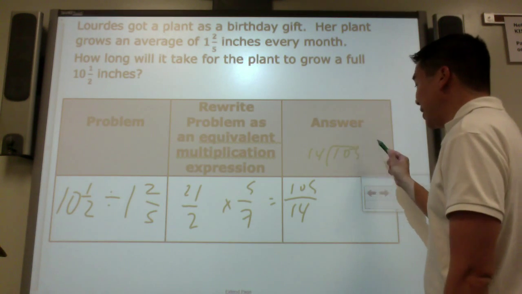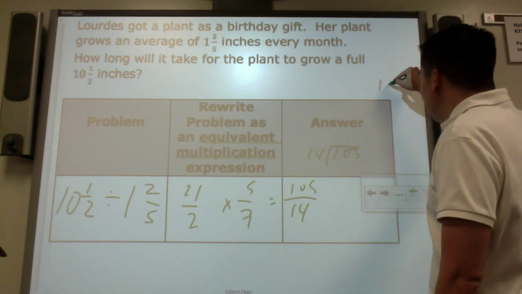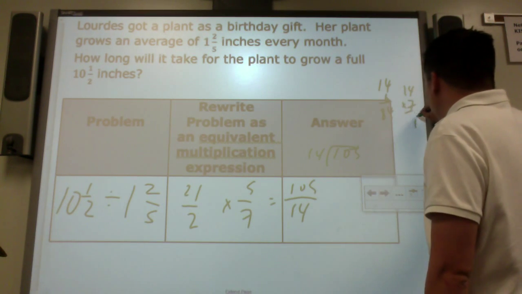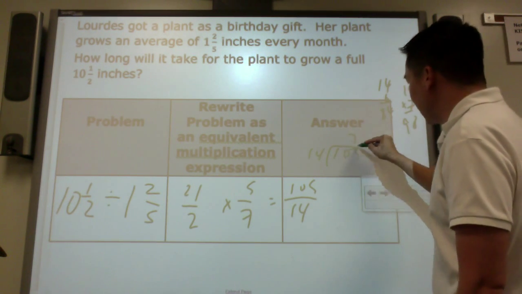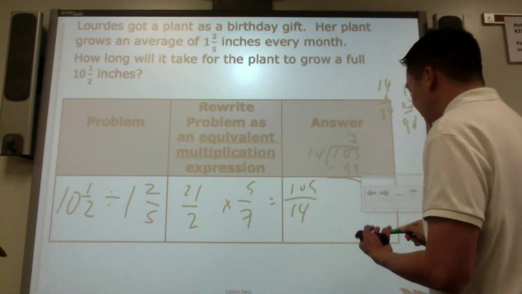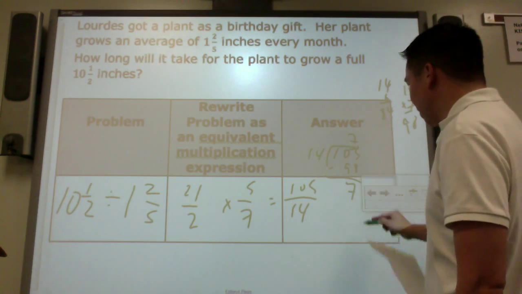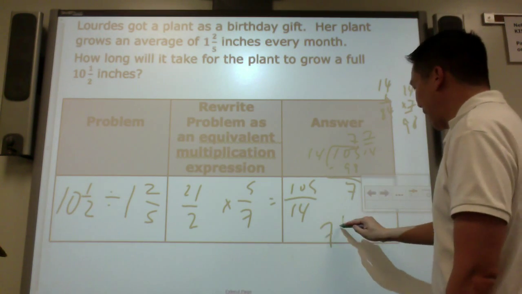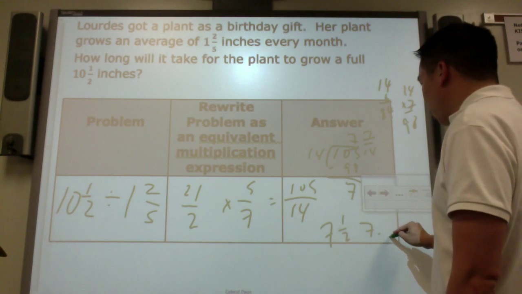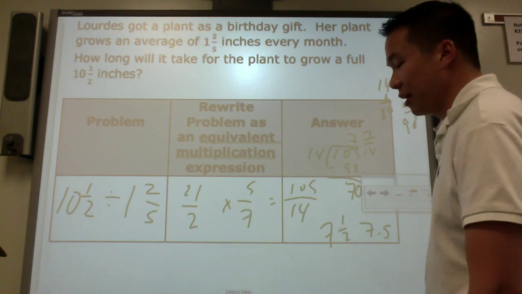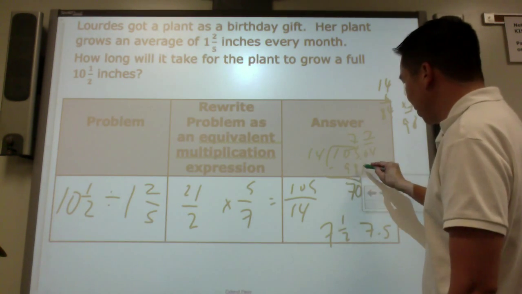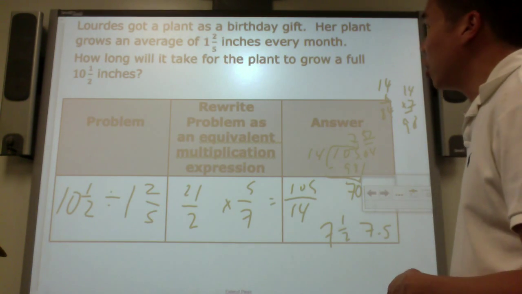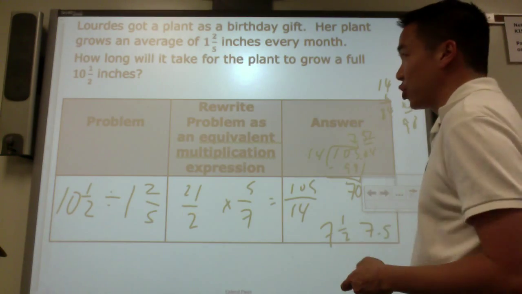I have no idea. I'll say 6 groups for now. No, that's too small. I say 7 groups. And it's 7 groups. That's remainder 7. Oh, it's 7 and 7, 14, which is 7.5. If I go to the remainder at a point 0, it goes 7.5 times. So it will take 7.5 months for the plant to grow.